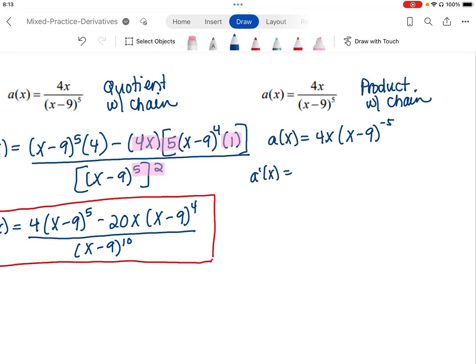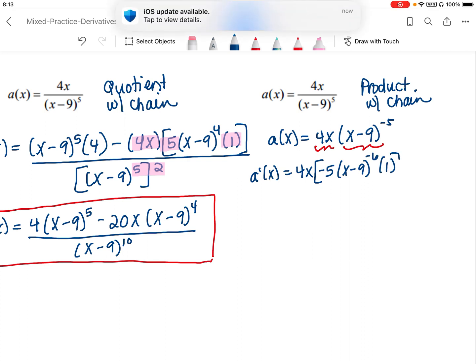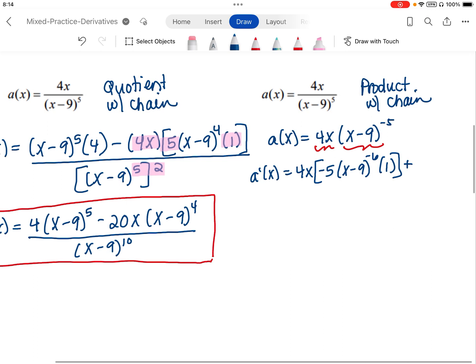And if I want to do it that way, we're going to go through what we say to ourselves: first times derivative of the second. So this is first here, and this is second, by the way. And when I do derivative of the second, that is going to be my chain. And remember, chain is derivative of the outside times derivative of the inside. And then it's going to be plus derivative of the first, which is 4, times the second.